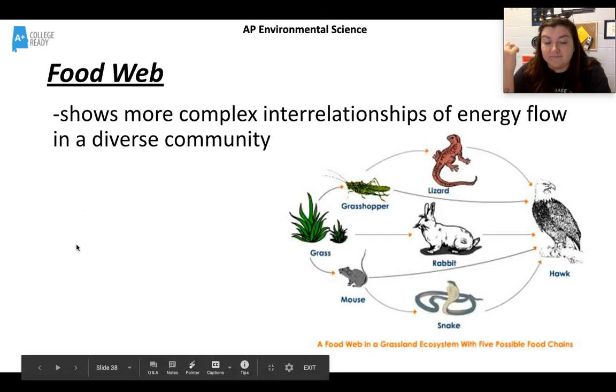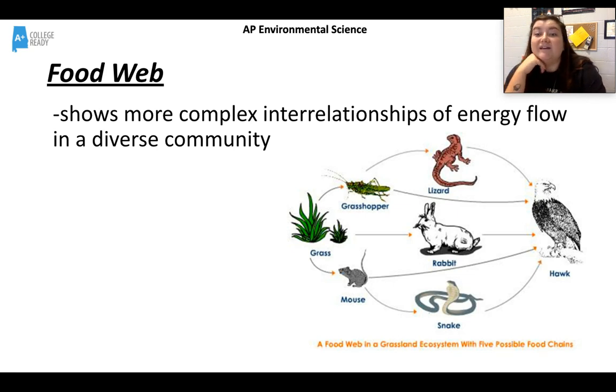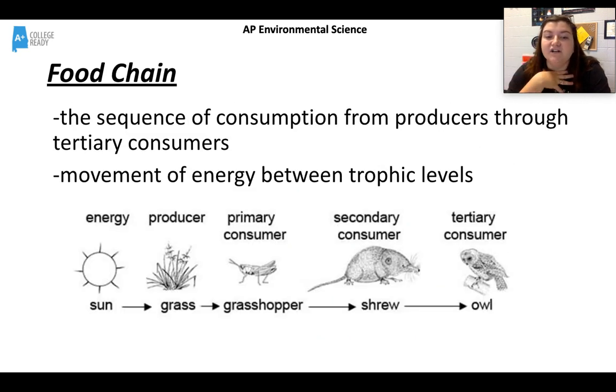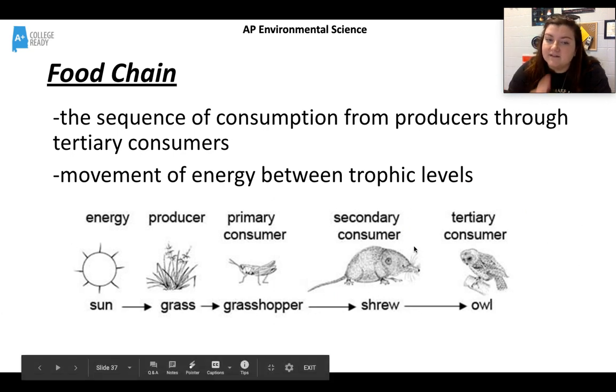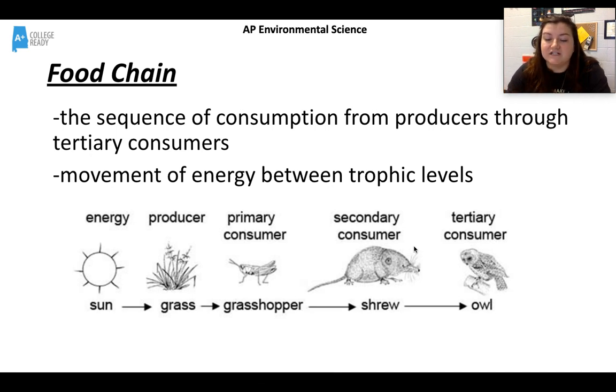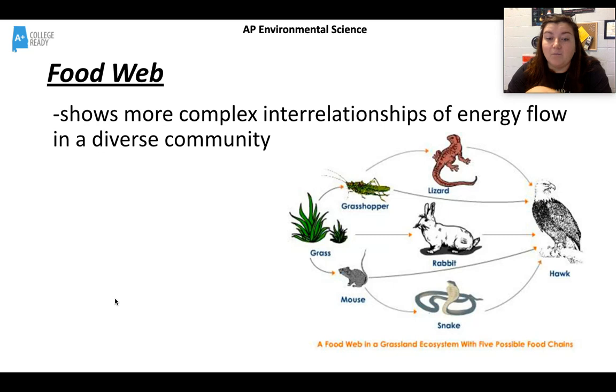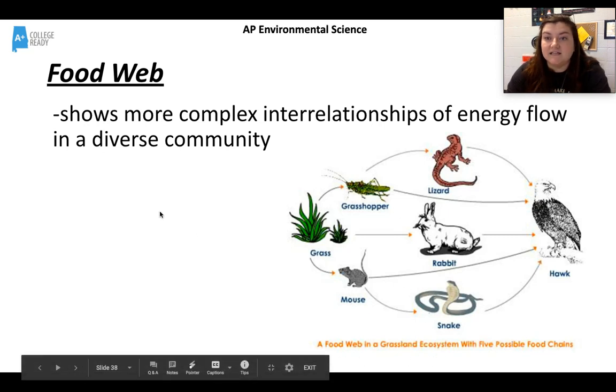Meanwhile, a food web, right? These are going to be a little bit more complicated, and it's going to show the interrelationships of energy flow in a more diverse community. So let's say I'm very curious to know about the lifestyle of a shrew. Then I'm going to use a food chain, right? It's a little bit more simple, straightforward. I know where their energy is coming from. But if I'm like, I want to look at this grassland ecosystem, then I'm going to have to look at a much bigger picture, this whole complex food web.